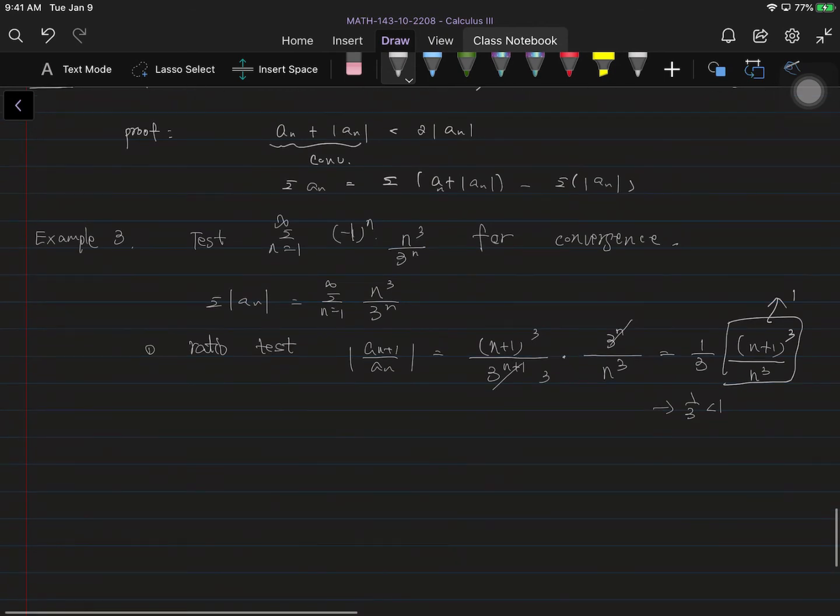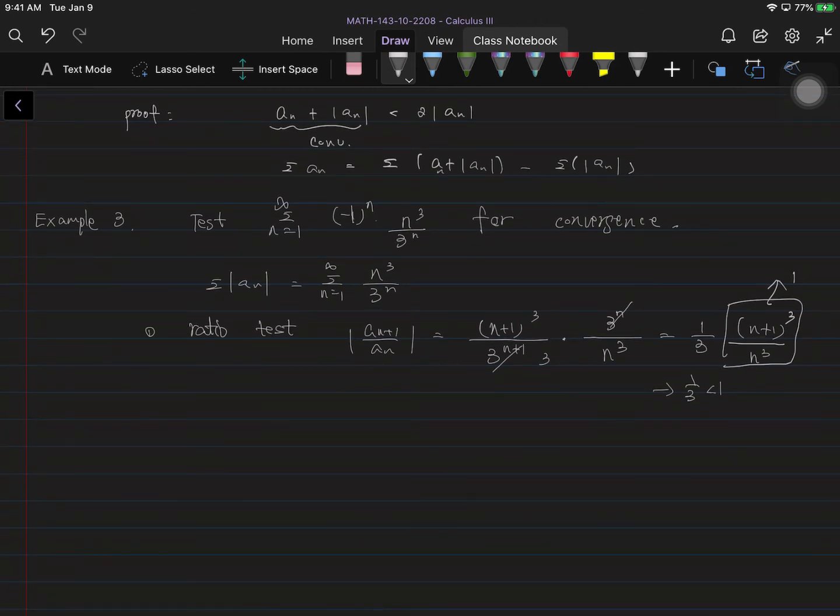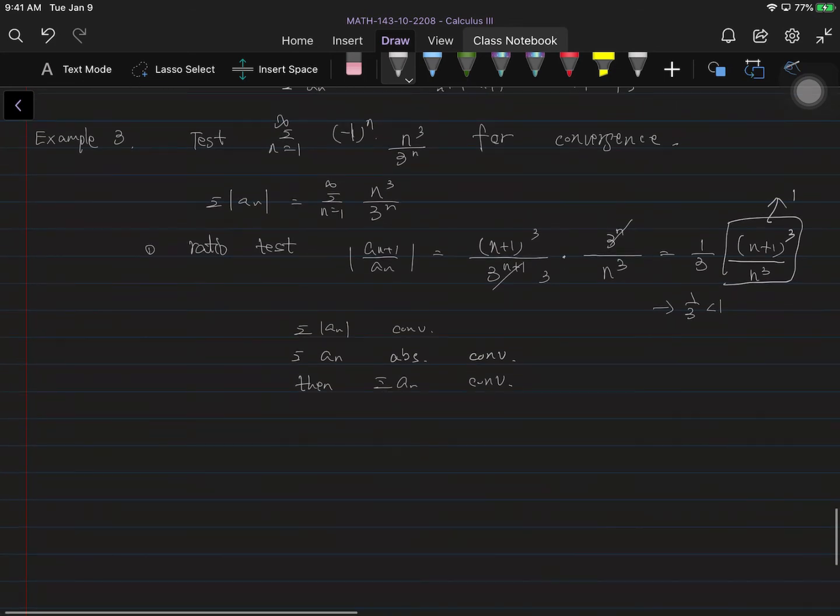The ratio test means when the limit of the ratio is less than 1, then the series converges. Okay, so that means this converges, and that means our series is absolutely convergent. And if it's absolutely convergent, then we can say it is convergent. That's the ratio test. Now let's review the root test.